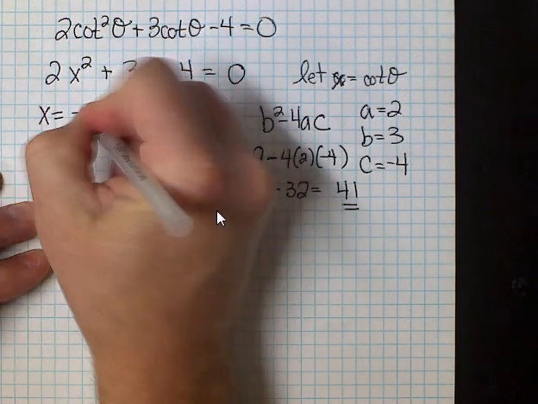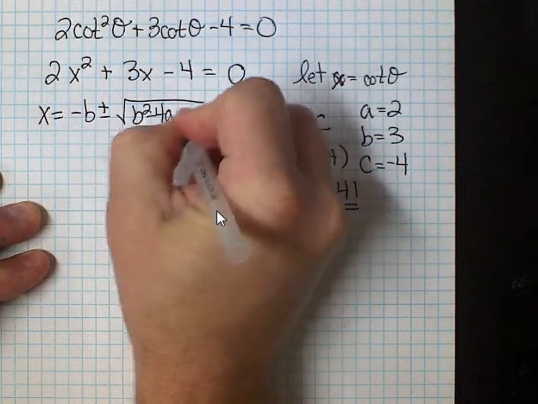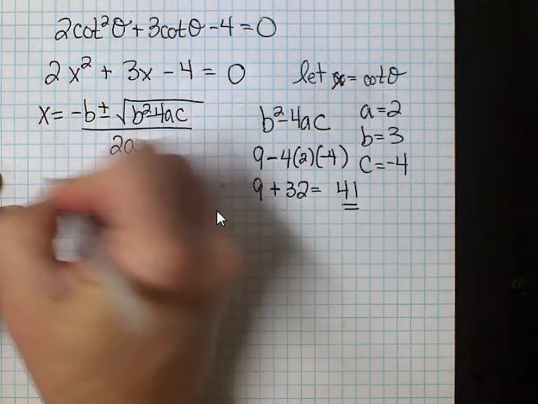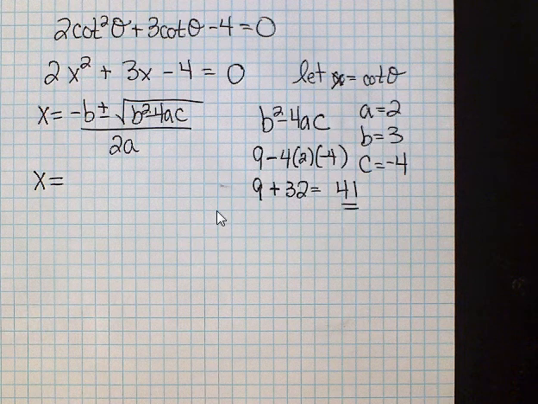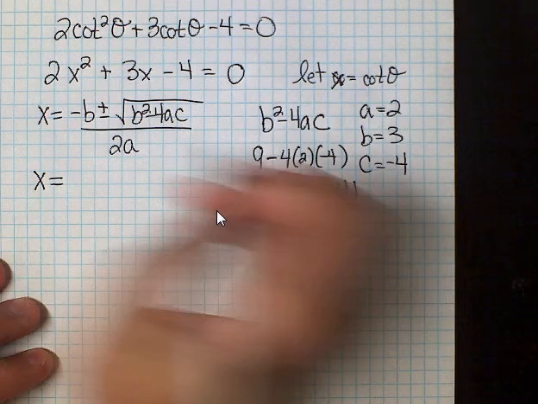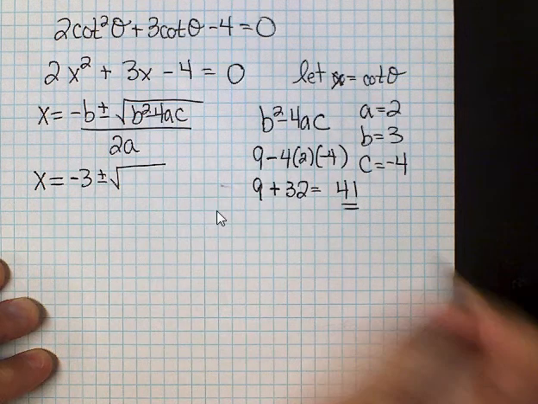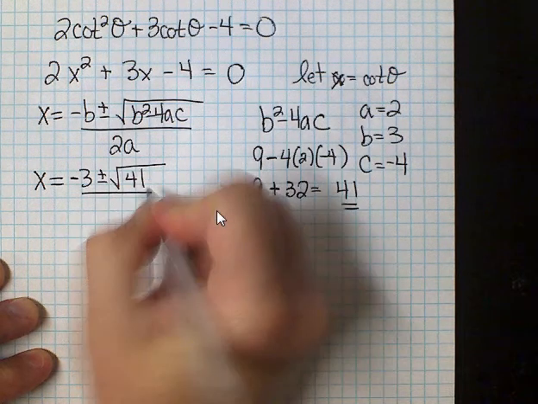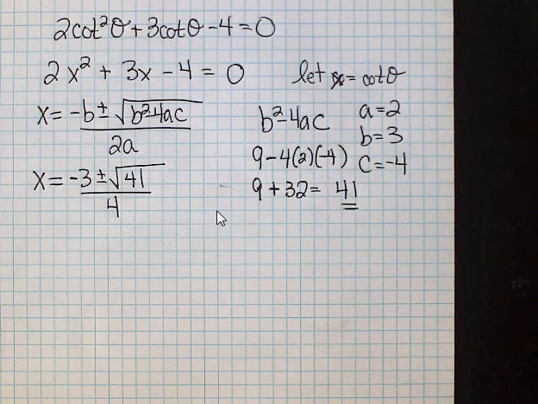x equals minus b plus or minus square root of b squared minus 4ac, all over 2a. And notice we got most of the formula done. If you got the discriminant, you have most of it done. So let's plug stuff in. Minus b, my b is 3, so minus 3 plus or minus the square root of 41, all over 2 times 2, which is 4. We good? Now remember, we're not solving a quadratic. We're solving a trigonometric quadratic. So now state your two answers.